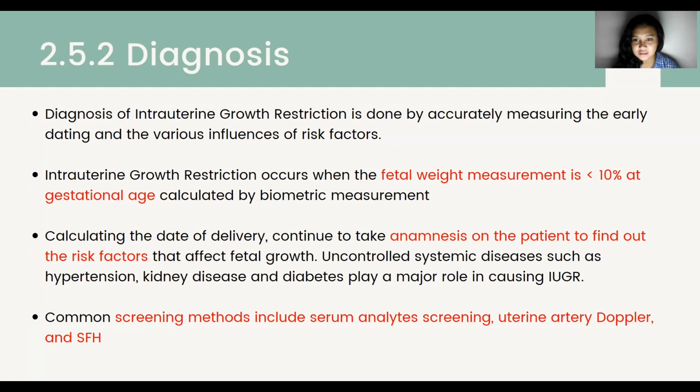Uncontrolled systemic diseases such as hypertension, kidney disease, and diabetes play a major role in causing IUGR. Then there are various screenings we can use: serum analyte screening, uterine artery Doppler, and the symphysis fundal height.